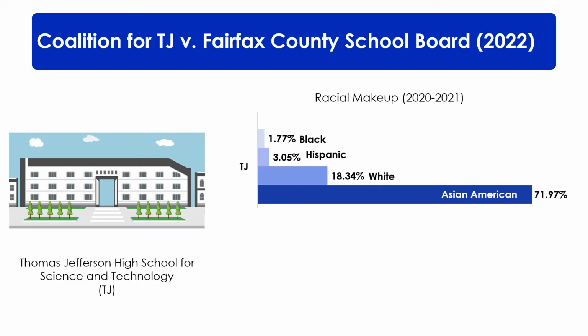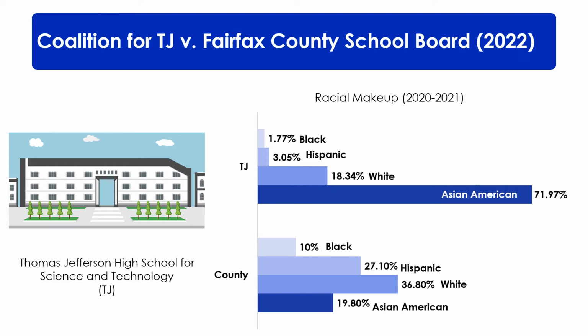Here is an example of strict scrutiny. In Coalition for TJ v. Fairfax County School Board, 2022, a group of parents challenged Fairfax County School Board's new admission policy of the Thomas Jefferson High School for Science and Technology, which we call TJ here. In 2020 to 2021, the racial makeup of TJ's student body was 71.97% Asian American, 18.34% white, 3.05% Hispanic, and 1.77% Black.